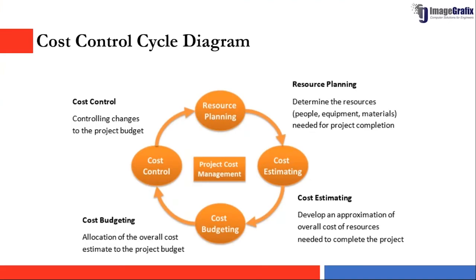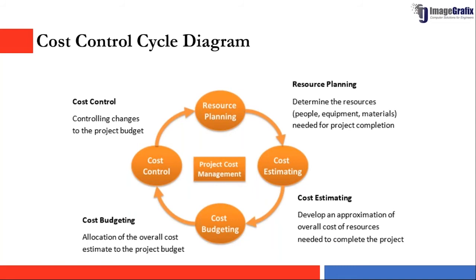The cost control cycle diagram. Like I was telling, the first step is identifying resources, so resource planning. Once we get the project, we will be breaking it down into a work breakdown structure, then into activities. Then we will be identifying what are the resources that are required for your project. Then based on our prices for these resources and efforts, we will be estimating what will be the cost of this project. Then cost budgeting.